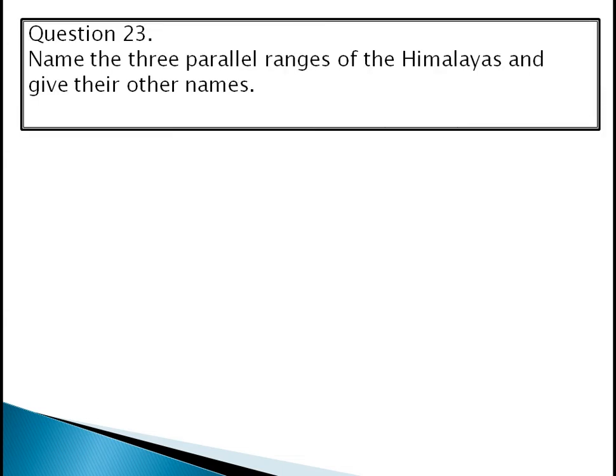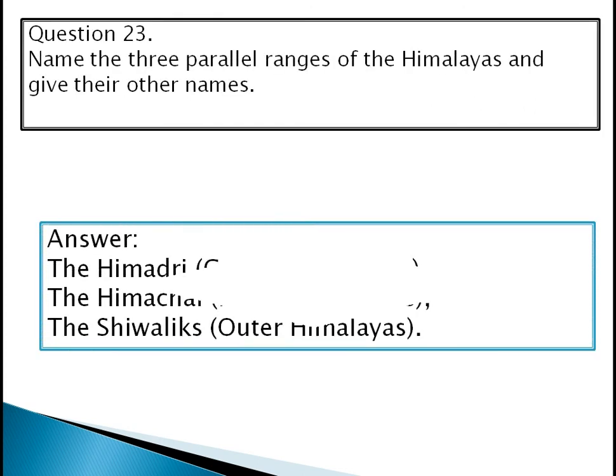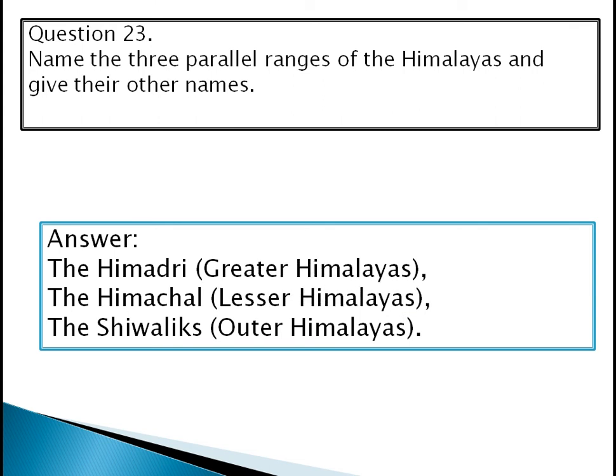Question number 23. Name the three parallel ranges of the Himalaya and give their other names. So as I stated, the three parallel ranges of Himalaya are Himadri, Himachal and Shivalik. Let's check out the answer. Clear to you? Himadri Greater Himalaya, Himachal Lesser Himalaya and Shivalik Outer Himalaya.